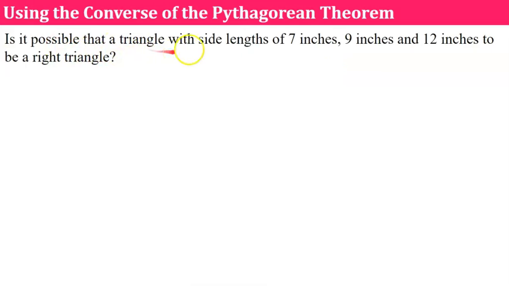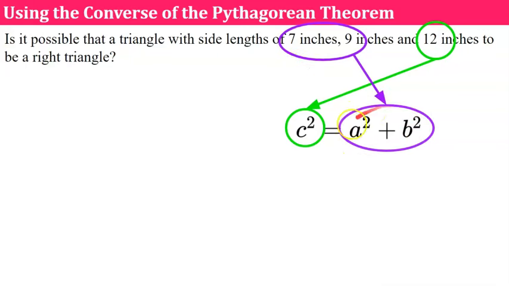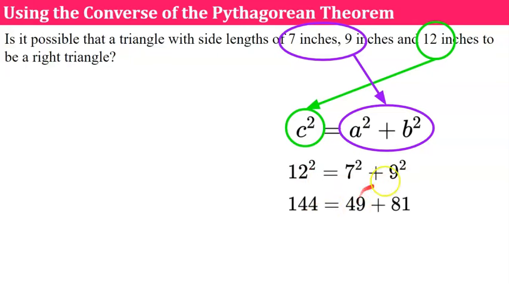Is it possible that a triangle with the side lengths of 7 inches, 9 inches, and 12 inches form a right triangle? So we're going to use our Pythagorean theorem, and we're going to know that our hypotenuse is our longest side, c. So we're going to say that c is 12, and 7 and 9 are our legs, our two shorter sides, a and b, if this is a right triangle. So c squared would be 12 squared equals 7 squared plus 9 squared. 12 squared is 144, 7 squared is 49, and 9 squared is 81. 49 plus 81 is 130.